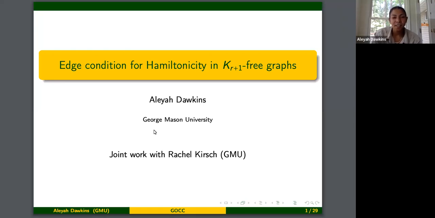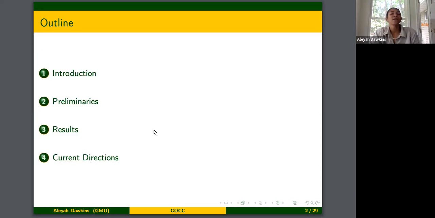This is joint work that I did along with my advisor, Rachel Kirsch. First, I'll start off with introducing the definitions and the motivation behind the research, some preliminaries that we'll need to understand the proof and the results, and then some directions that I hope to take the research.